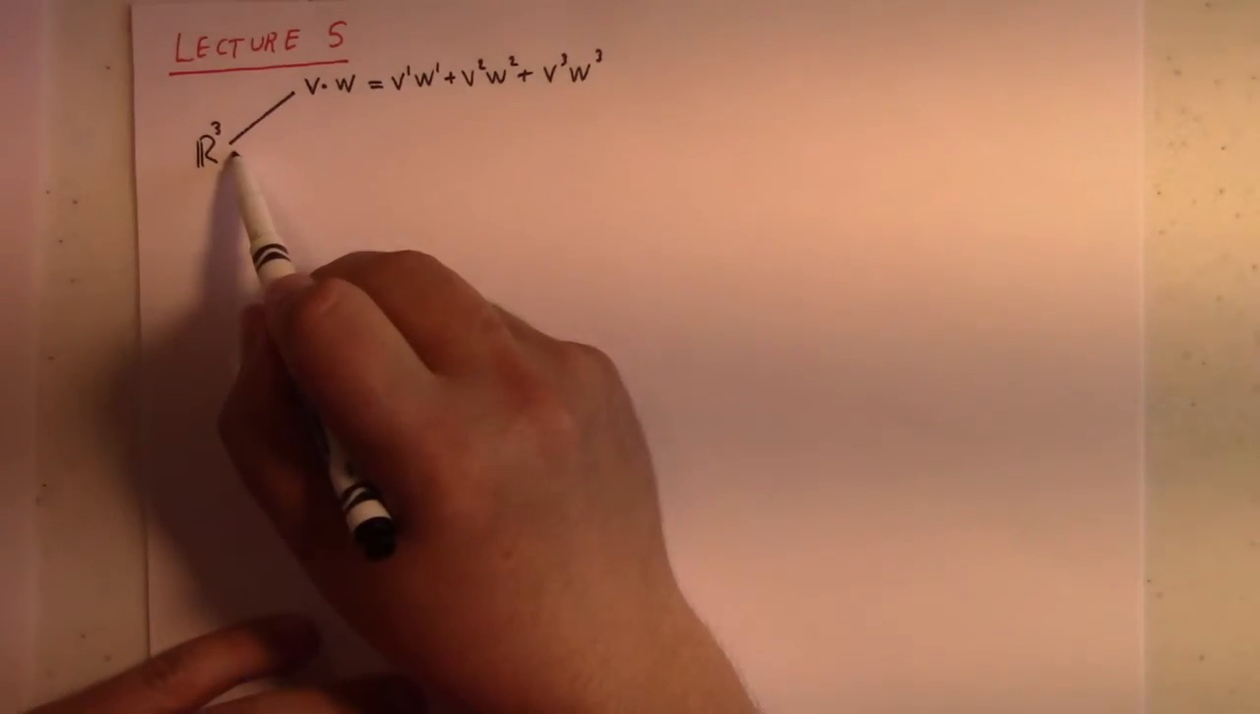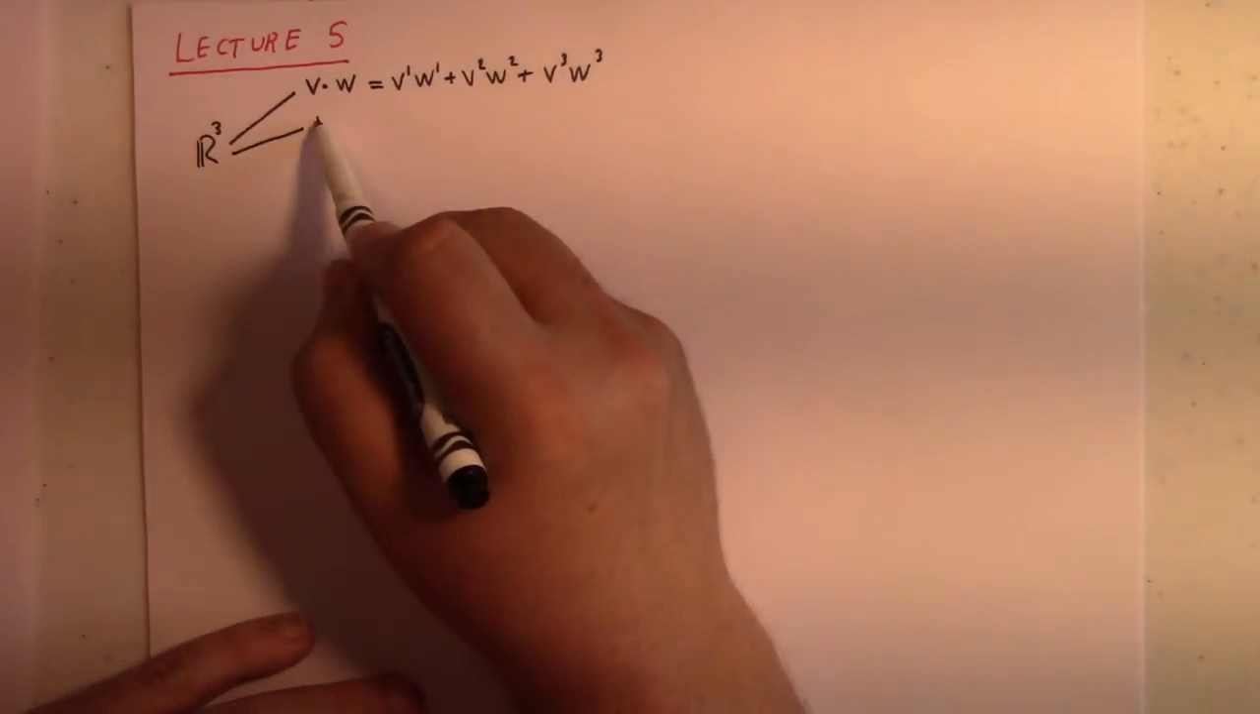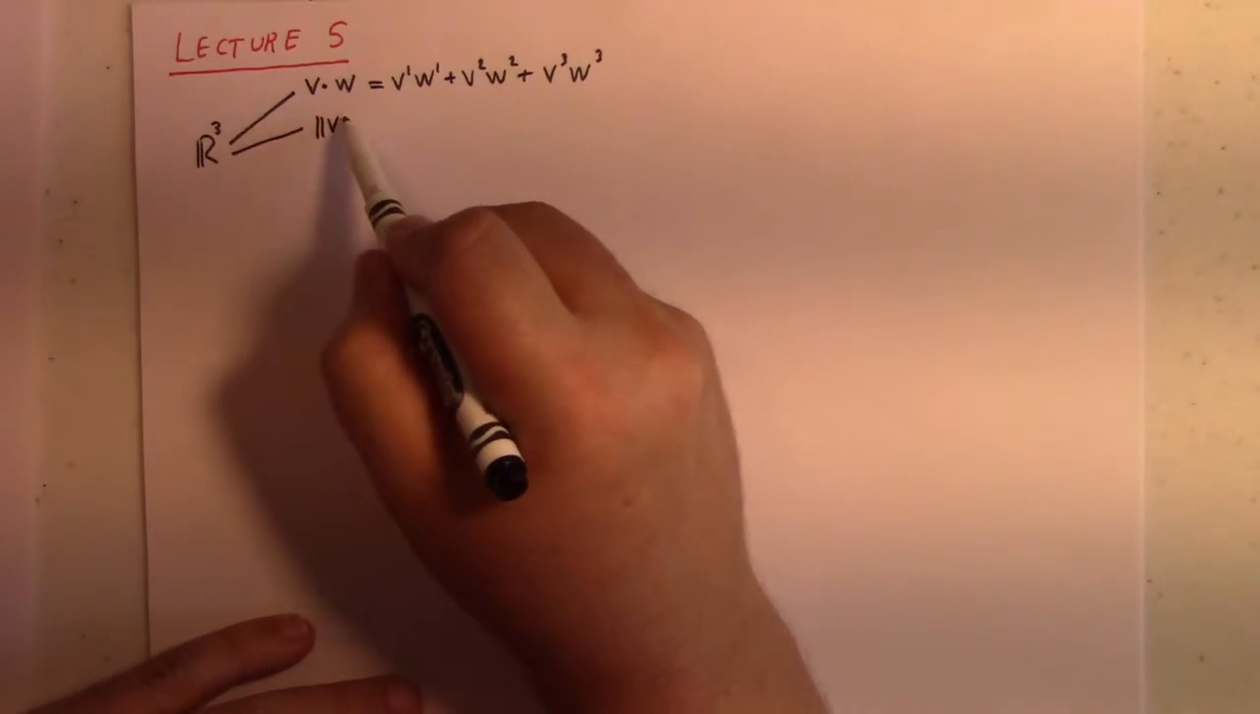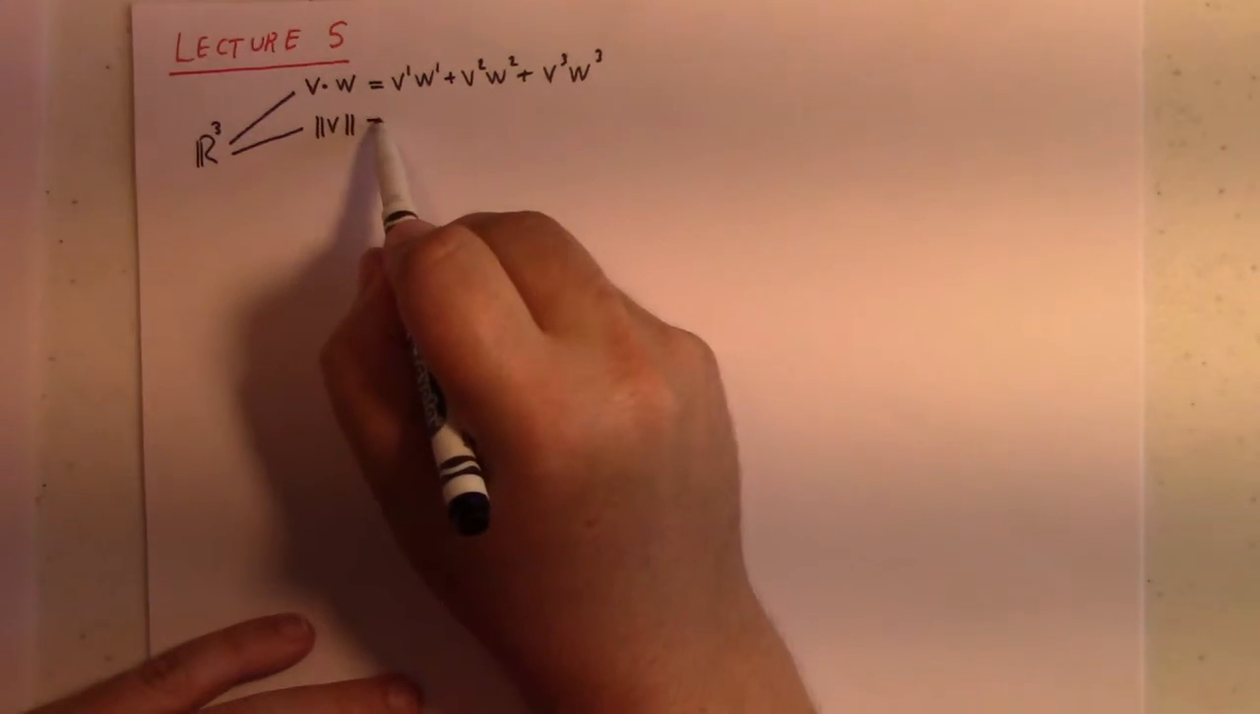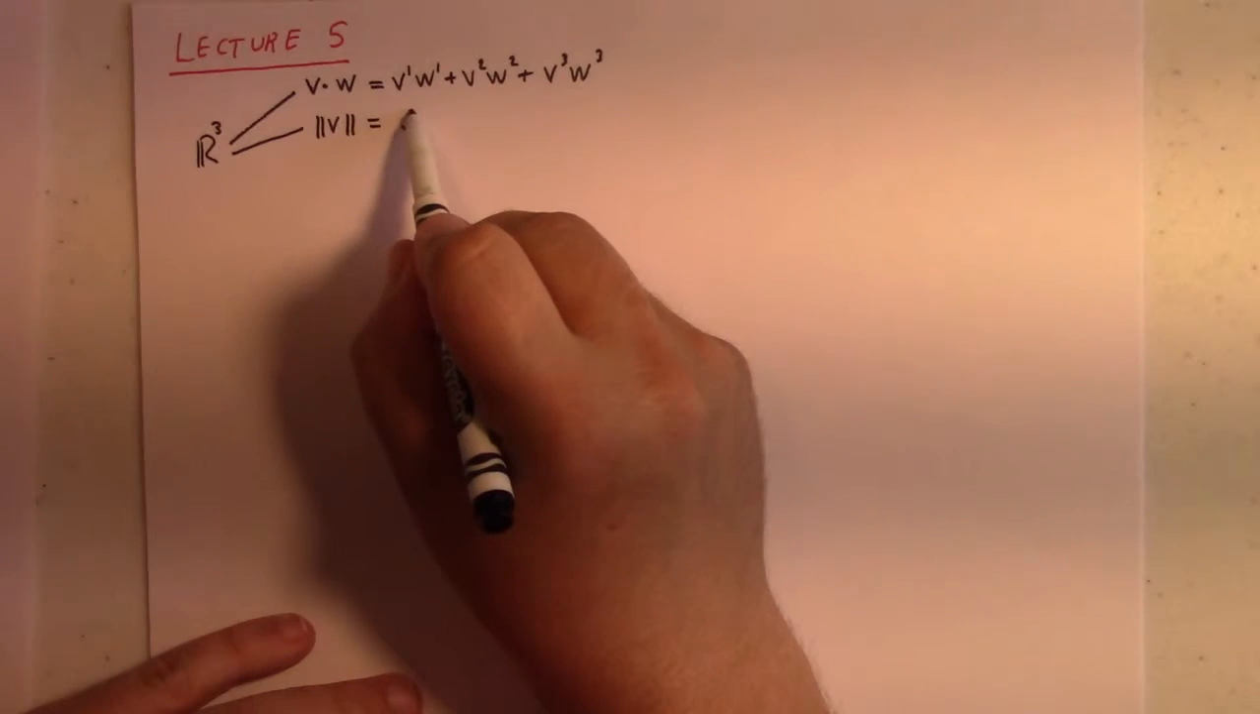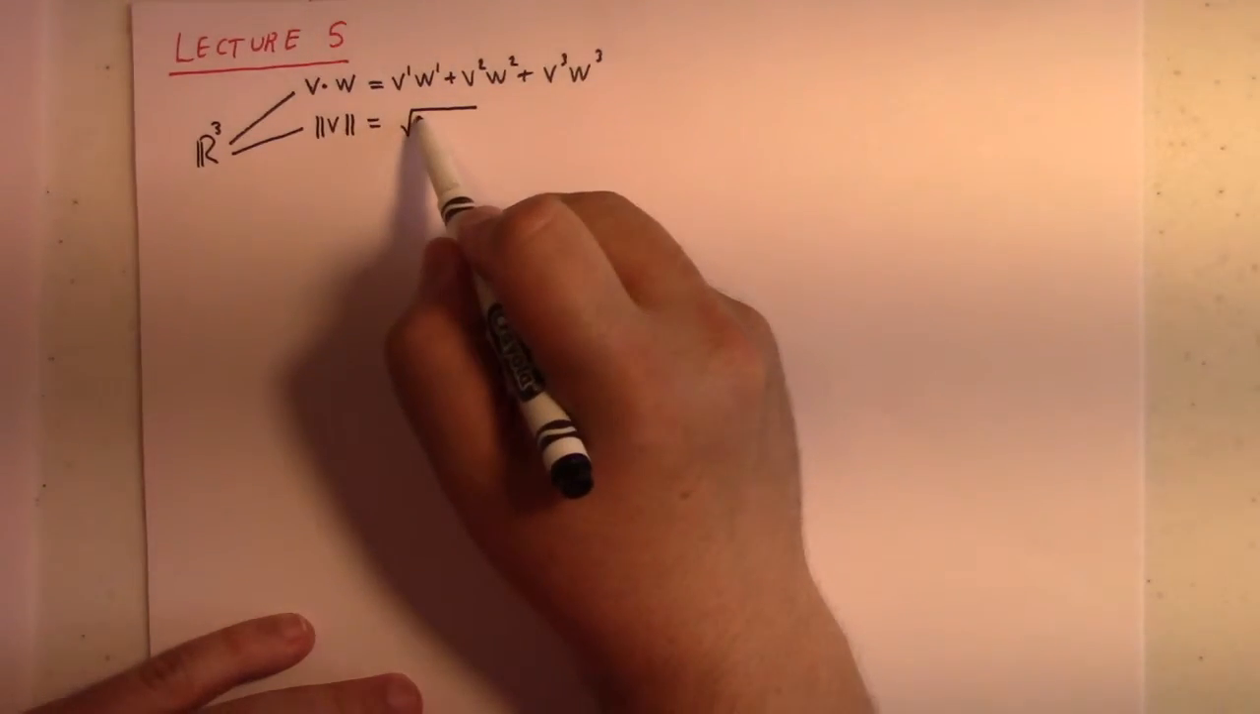Great. And I can also talk about the norm of a point in R3, the norm of v. And the most convenient way to talk about that is just to say it's the square root of the dot product of v and v, right?